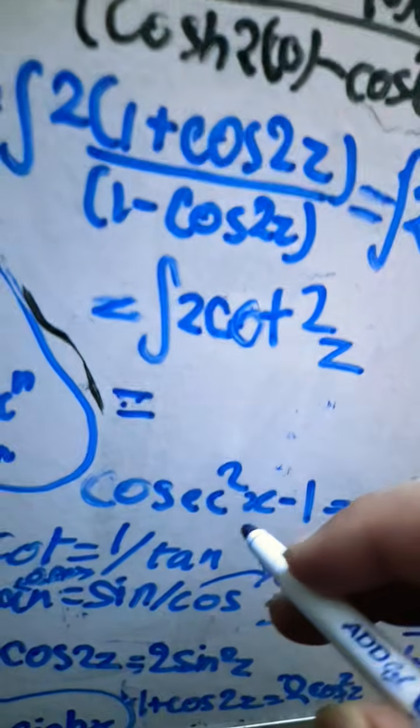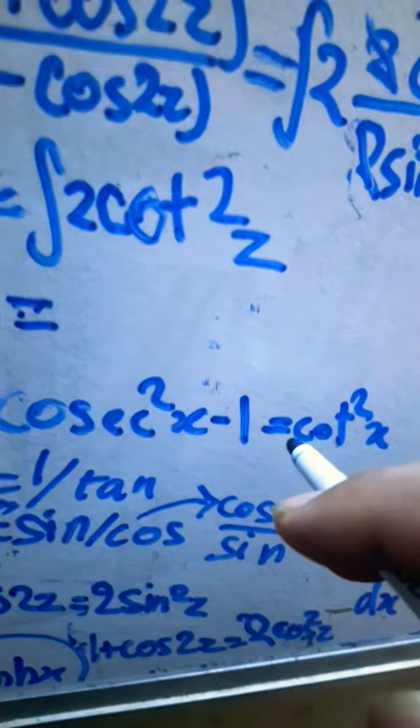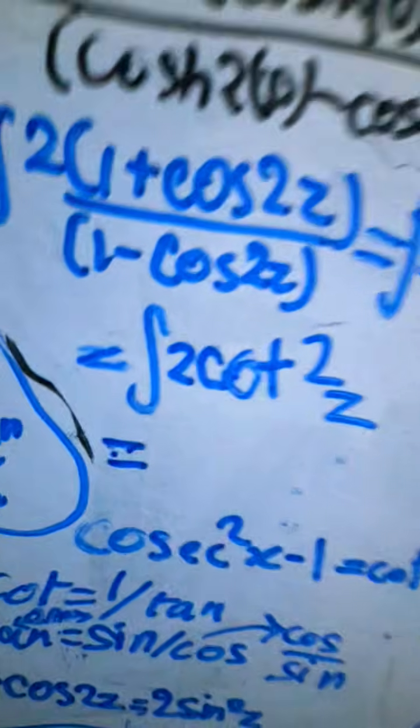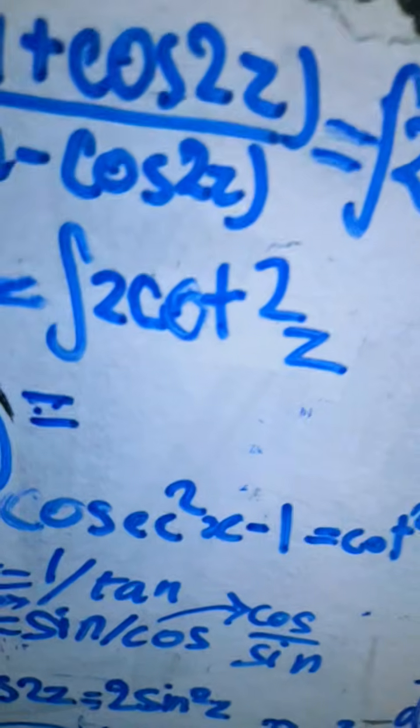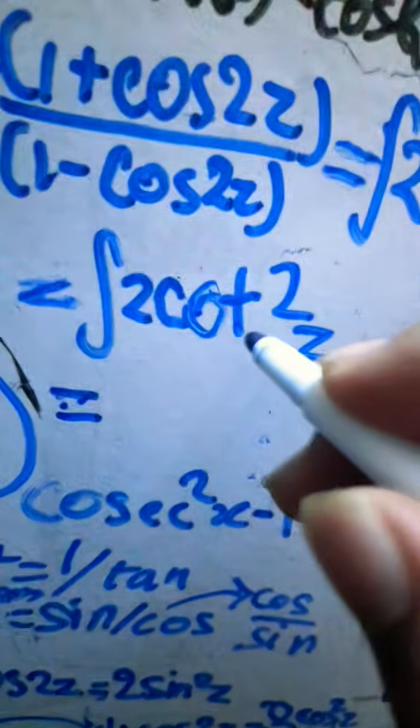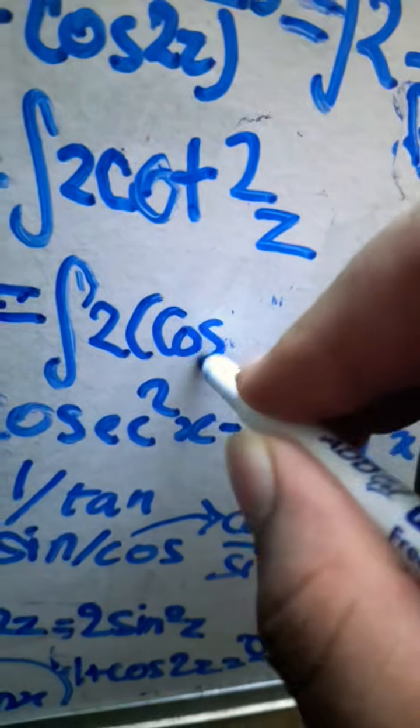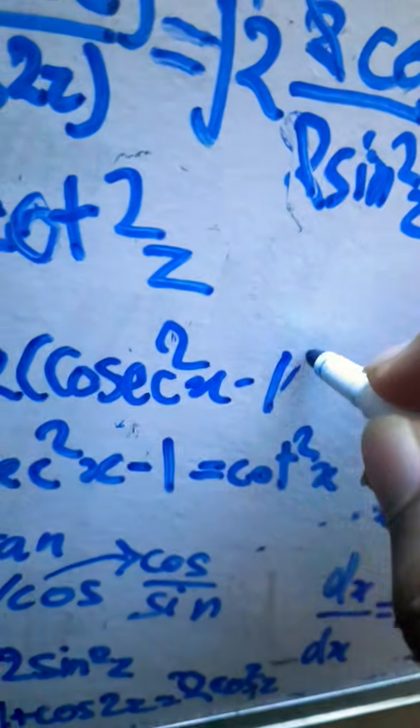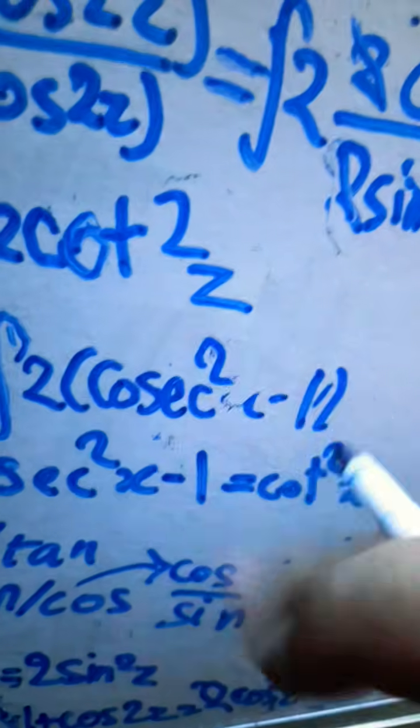Now we have a trigonometric identity: cot square x equals cosec square x minus 1, or there is another identity: sec square x minus 1 equals tan square x. These are two identities, right? So now I can just substitute this. So this would be the integration of cosec square x minus 1. Oh, sorry, cosec square z, by the way, not x.